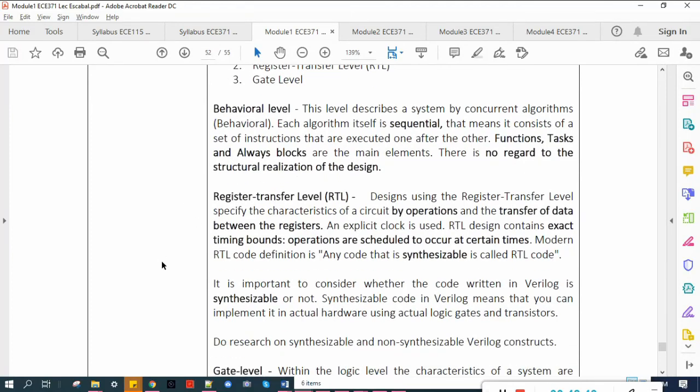Then RTL, register transfer level. Designs using the RTL, register transfer level, specify the characteristics of a circuit by operations and the transfer of data between the registers. An explicit clock is used. RTL design contains exact timing bounds. Operations are scheduled to occur at certain times. Modern RTL code definition is any code that is synthesizable is called RTL code.